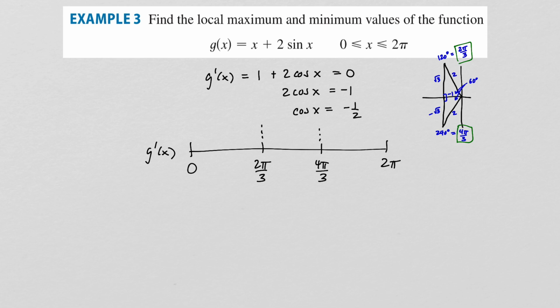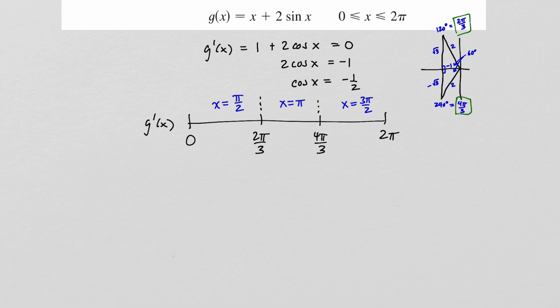So I need to think of angles that I can choose that are in these intervals that are easy to plug into my derivative function. So the angles that I'm going to use are pi over 2 for an angle between 0 and 2 pi over 3. And then I'll choose x equals pi for the next angle, and then 3 pi over 2 for the last angle. I like using quadrantal angles if I can, because they are usually a little bit easier to plug in. And now we're going to test each of these.